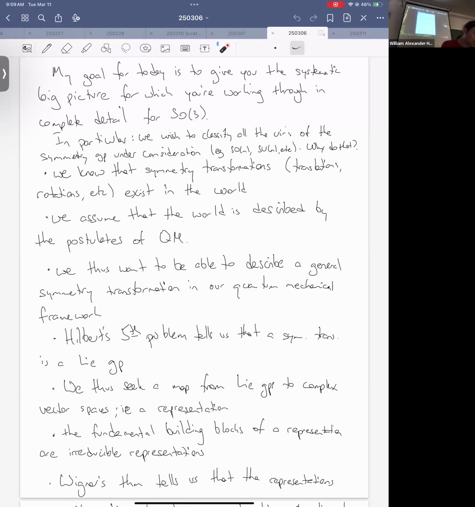So what's the big picture? We wish to classify all the unitary irreducible representations of a symmetry group under consideration, for example, SO(N). Why are we doing that? We're doing that because symmetry transformations exist. These are translations, rotations, special relativity boosts. We're assuming in this class the world is described by the postulates of quantum mechanics.